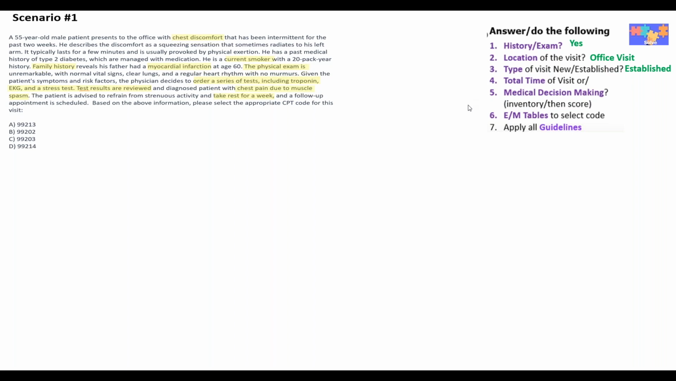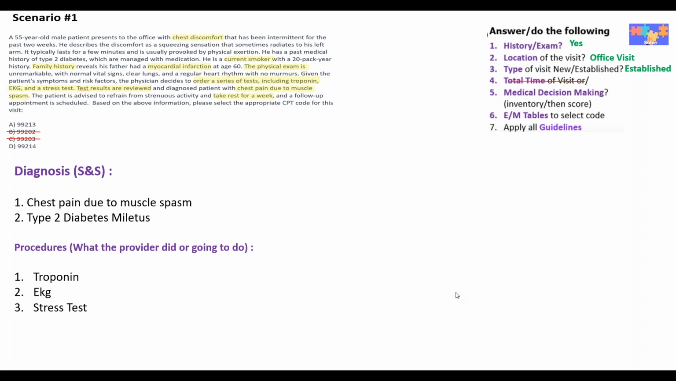And is there any total time documented for this visit? No, total time is not documented for this visit. So what are we going to do next? We are going to do the inventory of MTM and then score. Since it's an established patient, we could have eliminated options B and C directly because 99202 and 99203 are new patient codes. So they are wrong on sight. It's between option A and option D, 99213 and 99214.